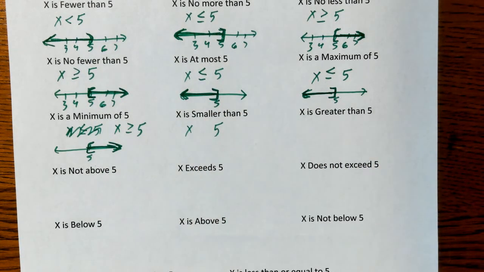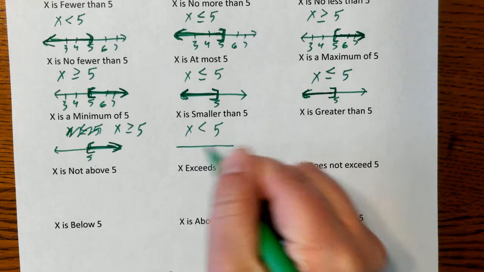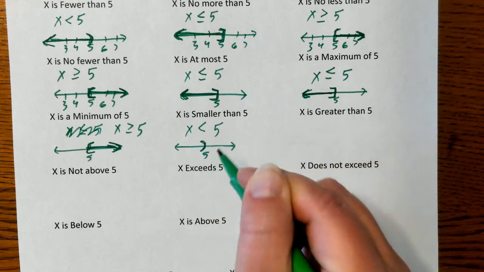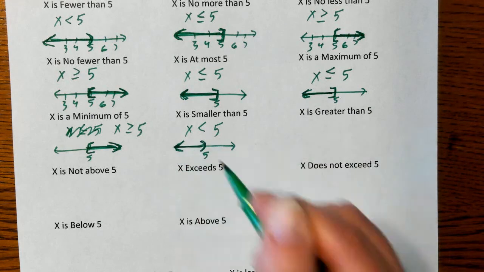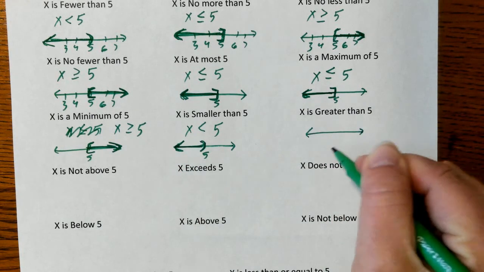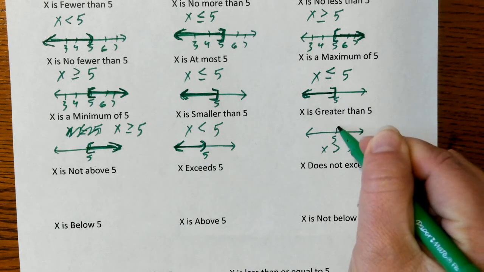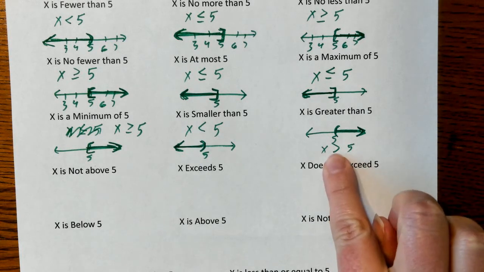X is smaller than 5. That means x is less than 5. So on our number line, parenthesis on the 5 because it does not have an equal to, and we shade to the left. X is greater than 5. Okay, so x is bigger. We shade to the right, and because it doesn't have an equal to, we have a parenthesis.